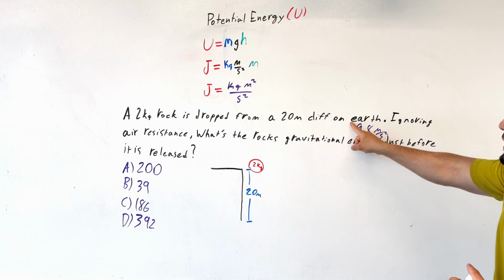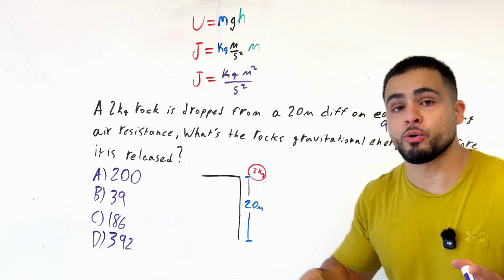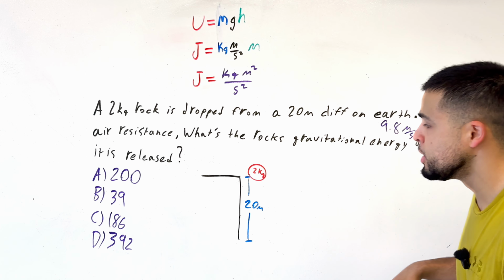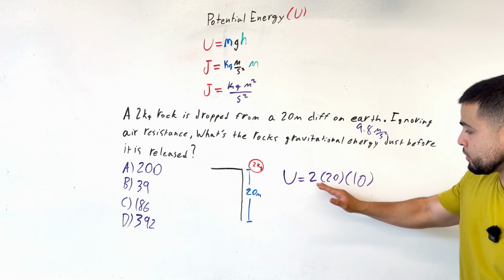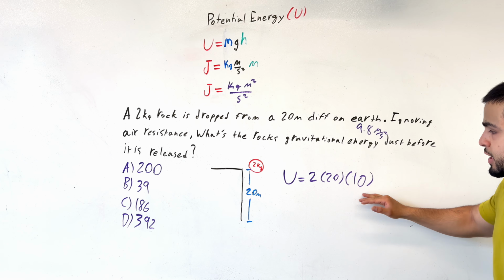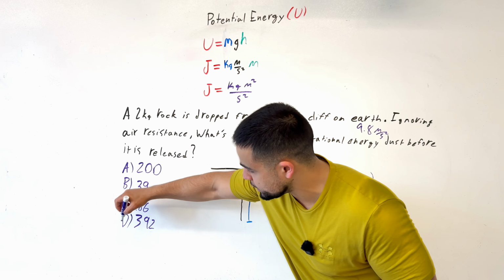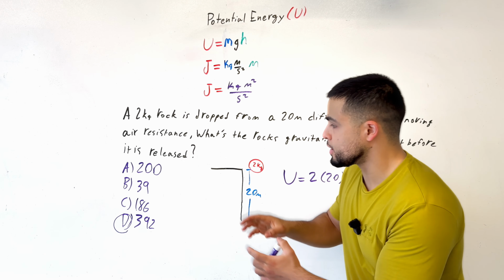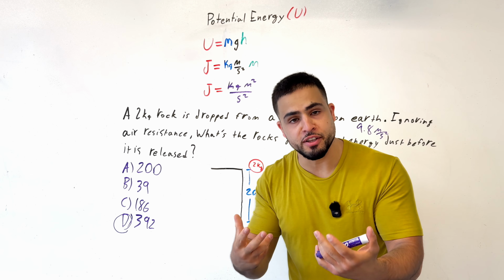So notice over here we said on Earth, so that means the gravitational acceleration is going to be 9.8 meters per second squared, but I'm going to round up to 10 to make things easier for myself, and you can do this on the MCAT with no problem. So let's plug and chug over here. Potential energy equals the mass, which is 20, the height, which is 20, and the gravitational acceleration, which is 10. So 20 times 20 times 10 is equal to 4000. Notice our closest answer over here is answer choice D, 392. And on the MCAT, you don't have to be exact because the numbers will be far apart from one another to the point where you don't have to be exact and you'll still get the answer correct.